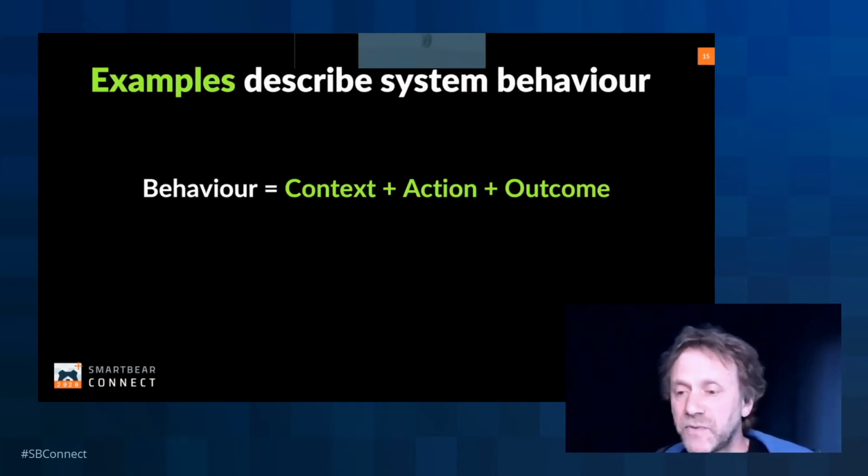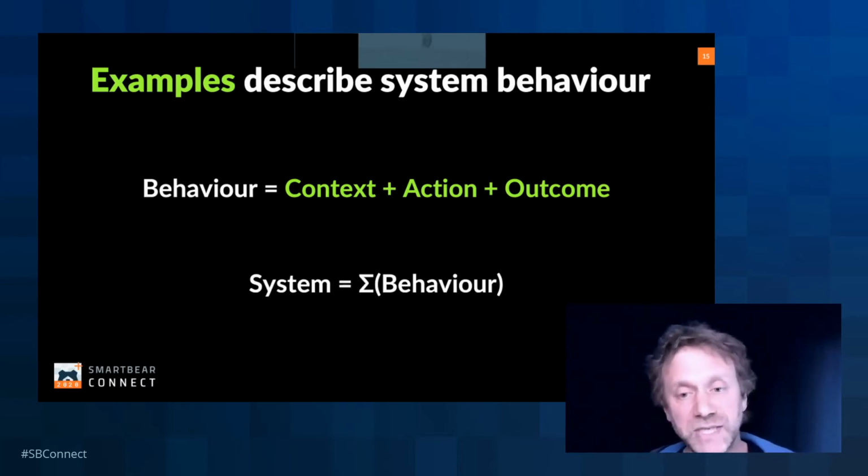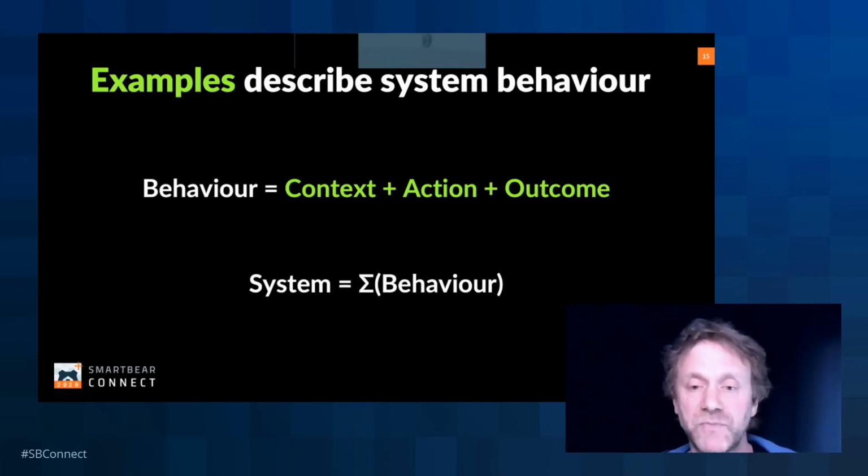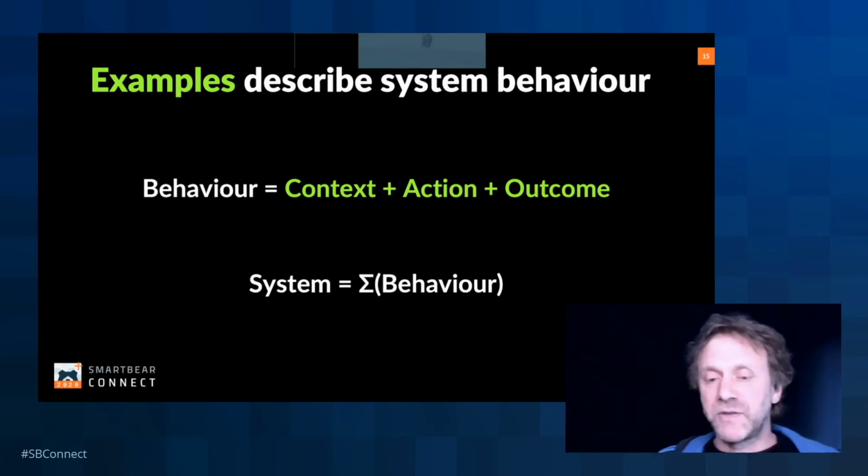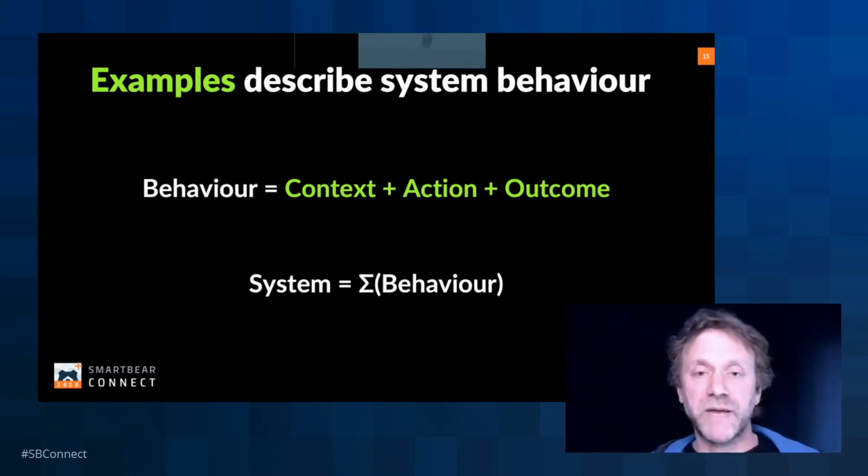Examples themselves illustrate and describe how the system should behave in a given context and action situation. That's the behavior. Given that context and that action, this is how it should behave. And the system itself is defined by the sum of its behaviors. So by working with examples, we can begin to paint in small parts of the behavior of the system. And by summing them all together, by implementing all of those behaviors, we get the behavior of the system that our customer is expecting.